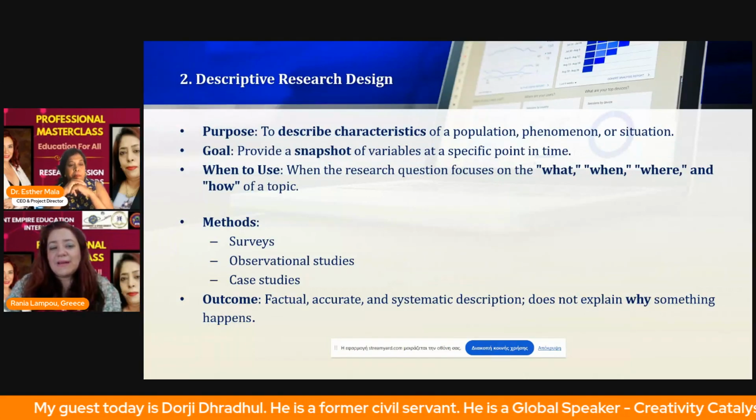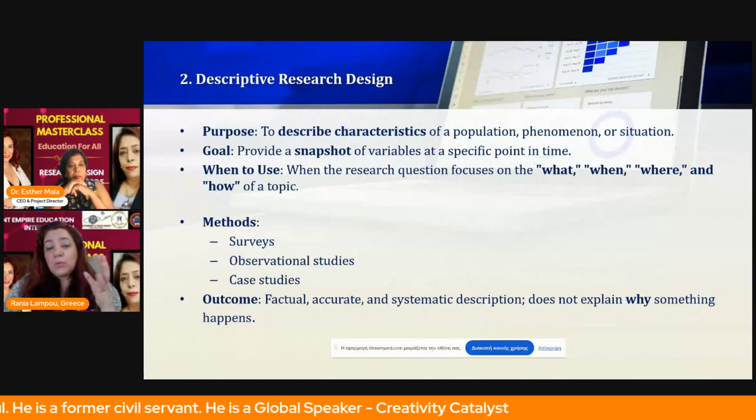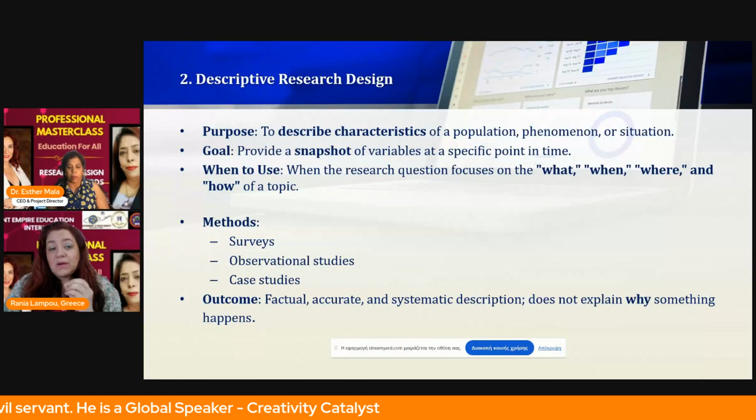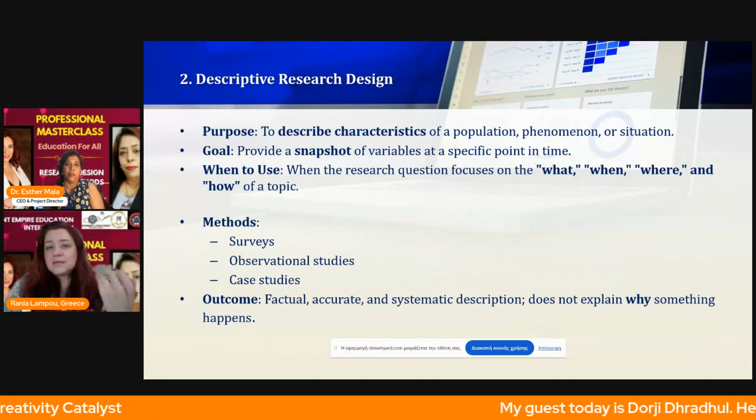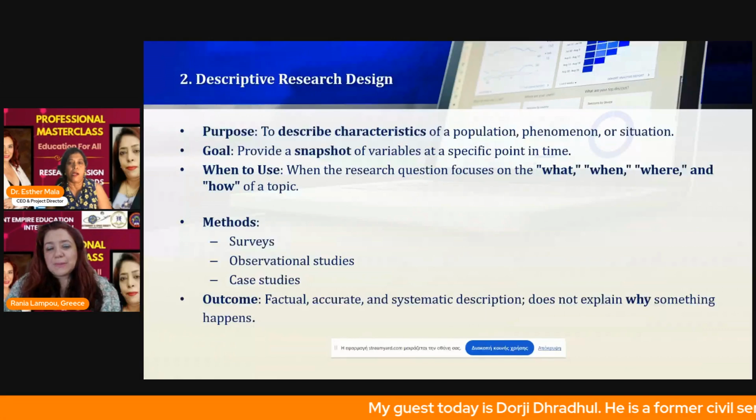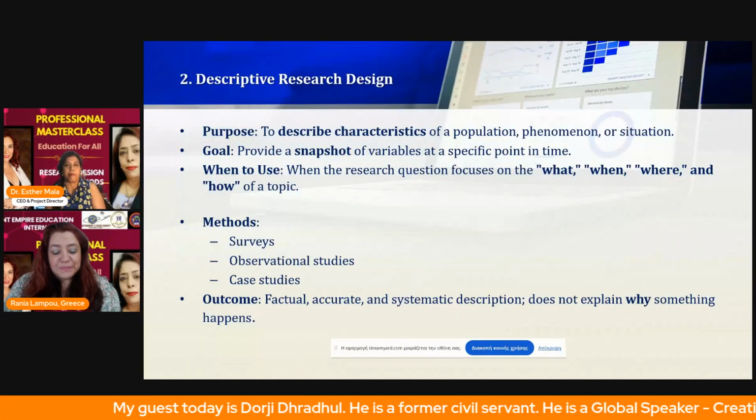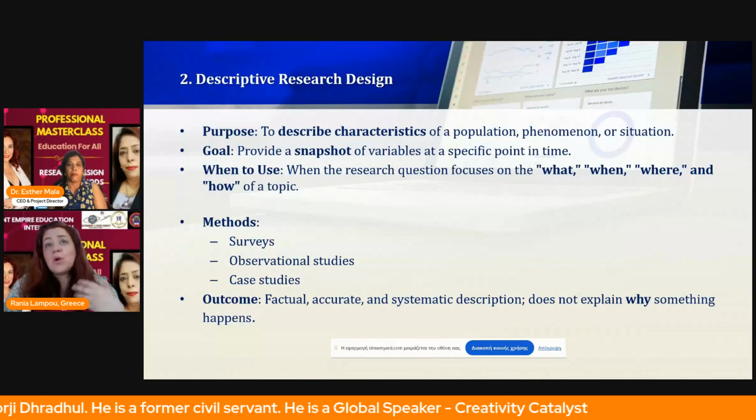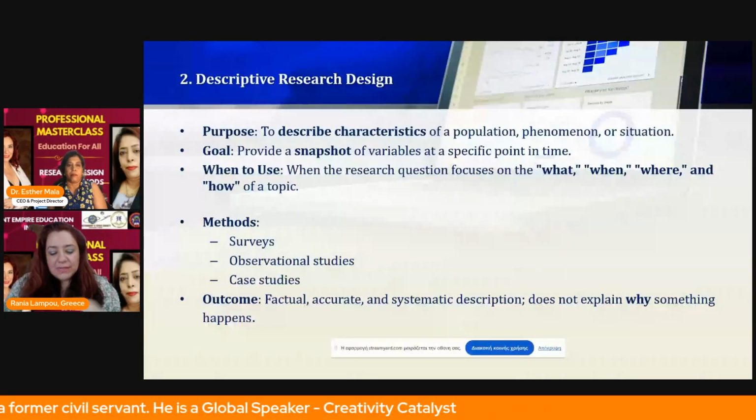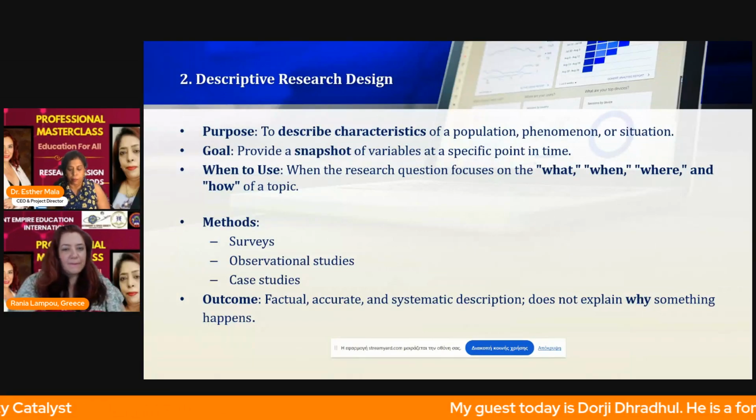Now, when to use descriptive research design? We want to describe the characteristics of a population or phenomenon. We will try to provide here a snapshot of variables at a specific point in time, when we want to focus on the what, when, where, and how of a topic. So in this case, it's advisable to use observational studies, case studies, and surveys. The outcome is a factual, accurate, and systematic description, which does not explain why something happens. For example, when we want to measure the percentage of college students who experience anxiety during exams.